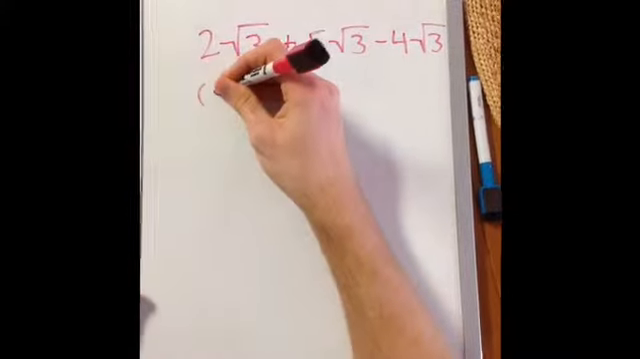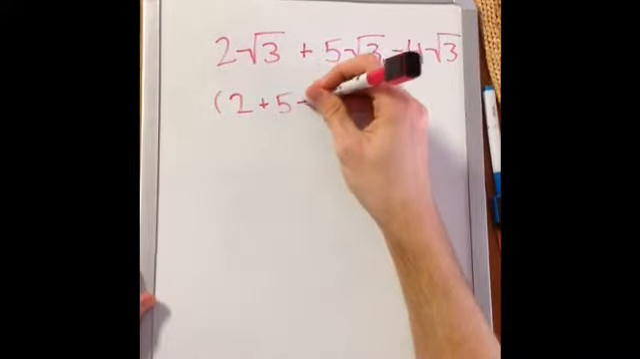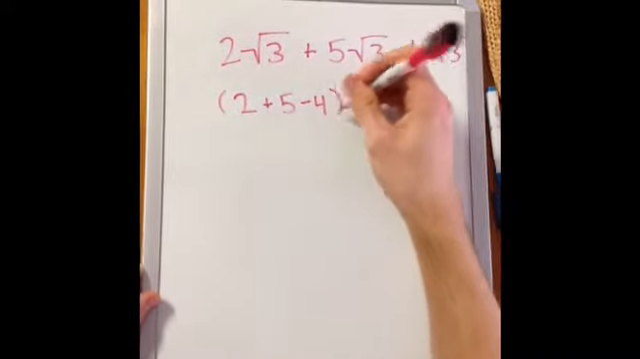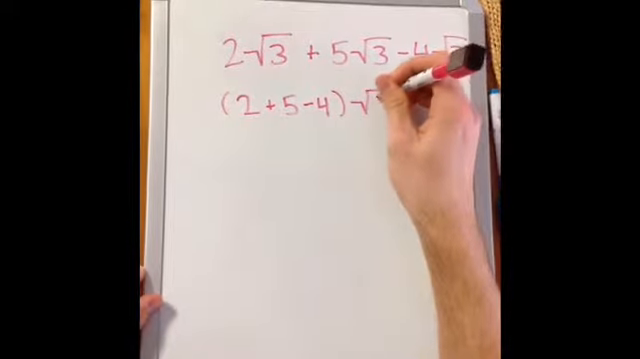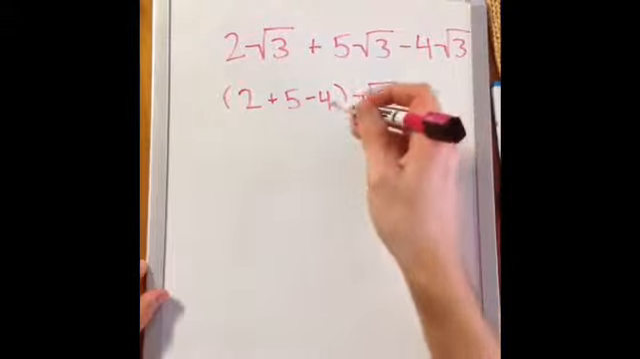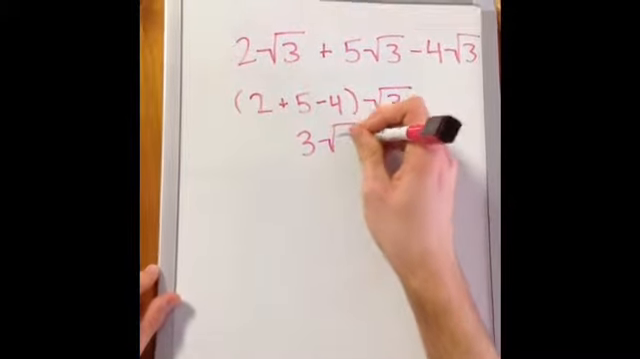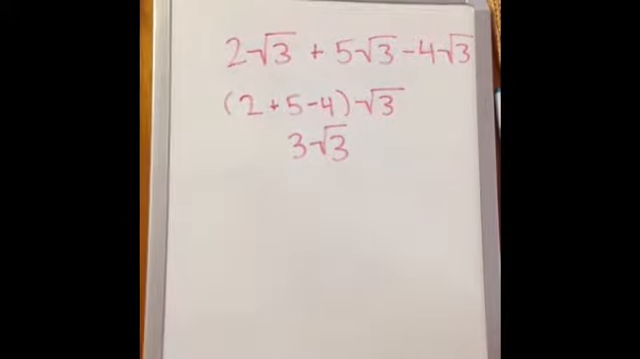In this problem, the radical is the same in all the terms, so you can add the coefficients together. So it would be 2 plus 5 minus 4 times the square root of 3. 2 plus 5 is 7, 7 minus 4 is 3, so the final answer comes out to be 3 times the square root of 3.